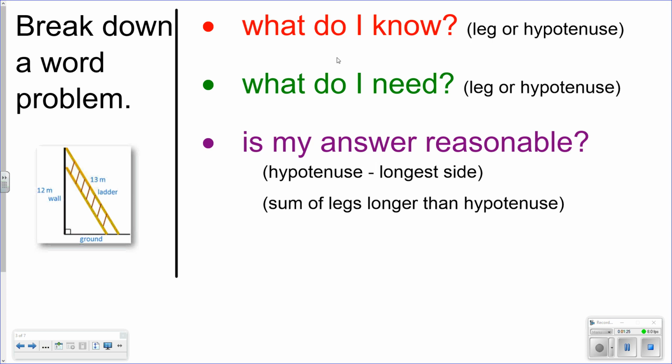Then when you get your answer, make sure it's reasonable. Did you come up with the hypotenuse being the longest side? If you're looking for c, make sure it's longer than the other two. We also need to make sure that the sum of the two legs together is longer than the hypotenuse, or it can't be a triangle. So those are two questions you need to ask yourself to make sure that your answer is reasonable.